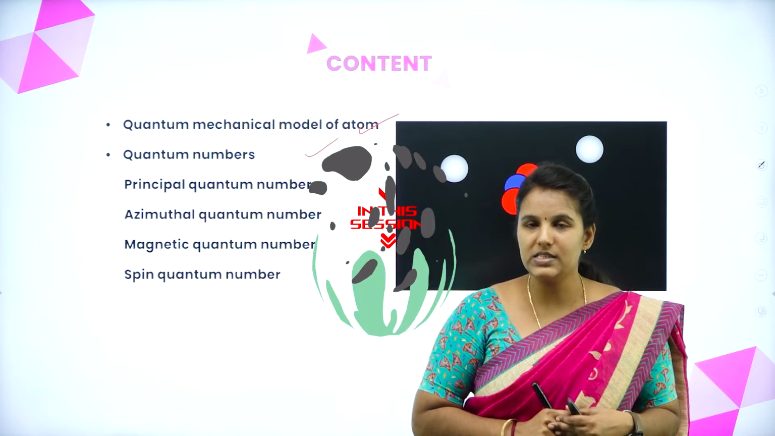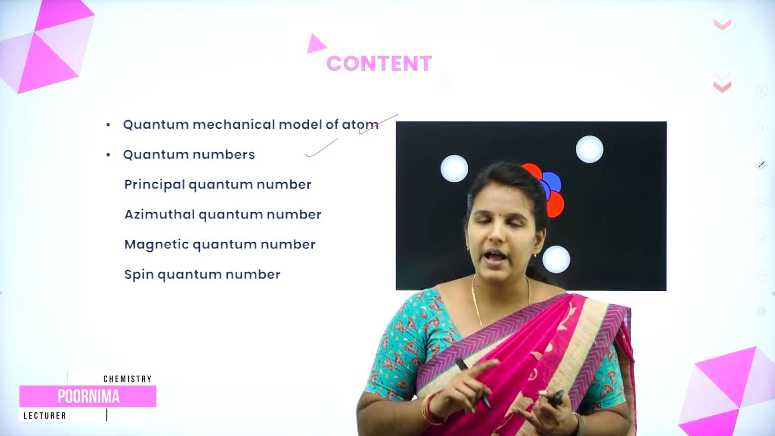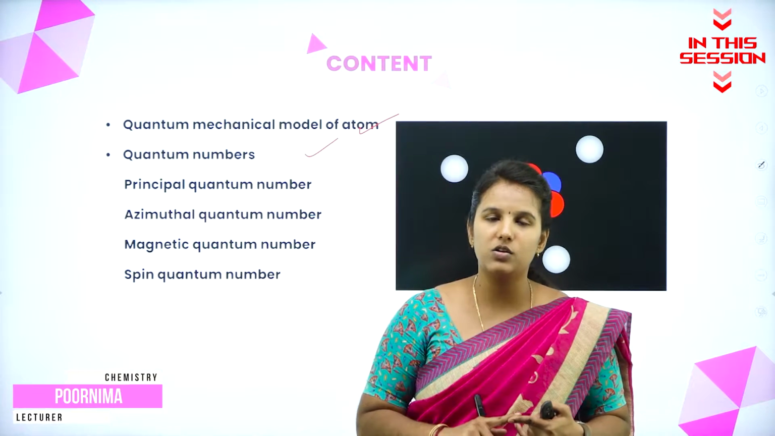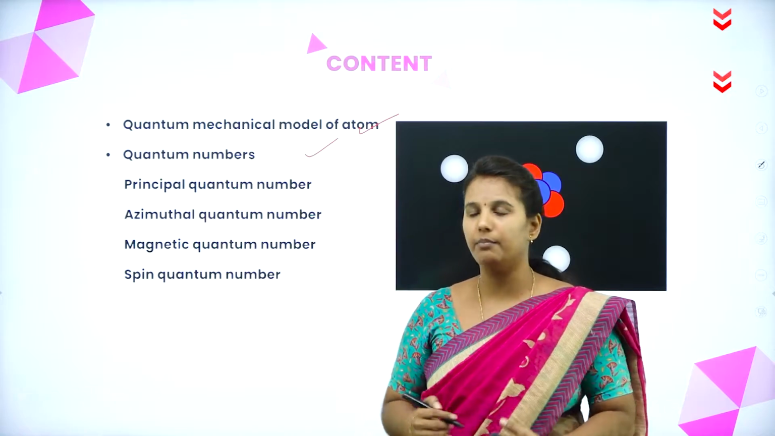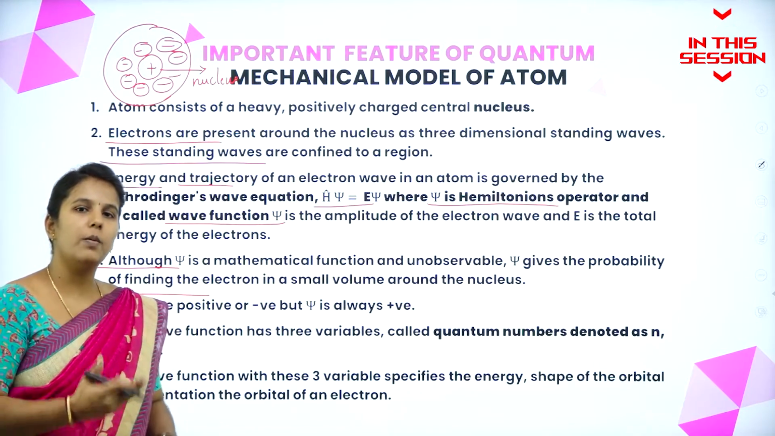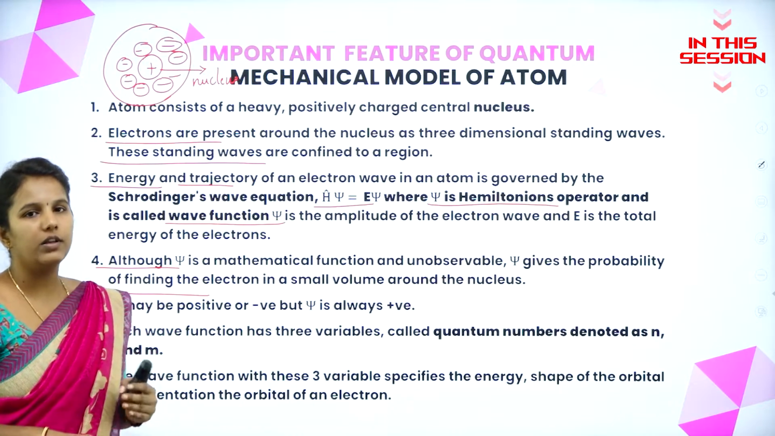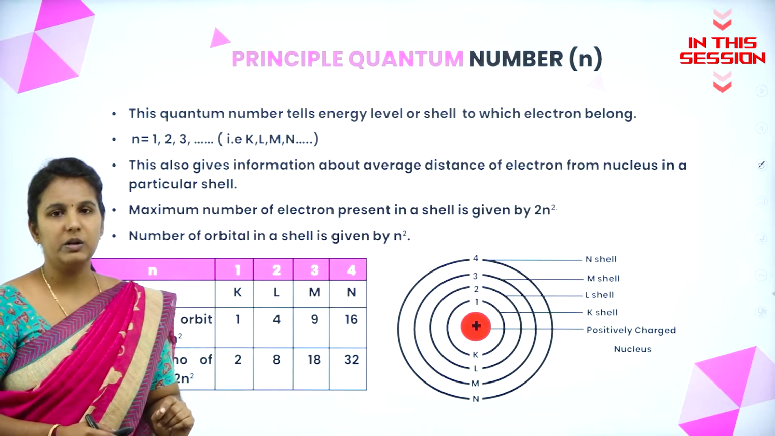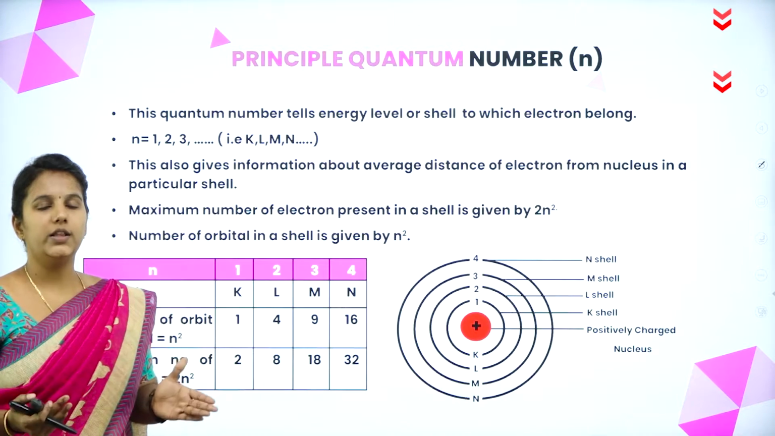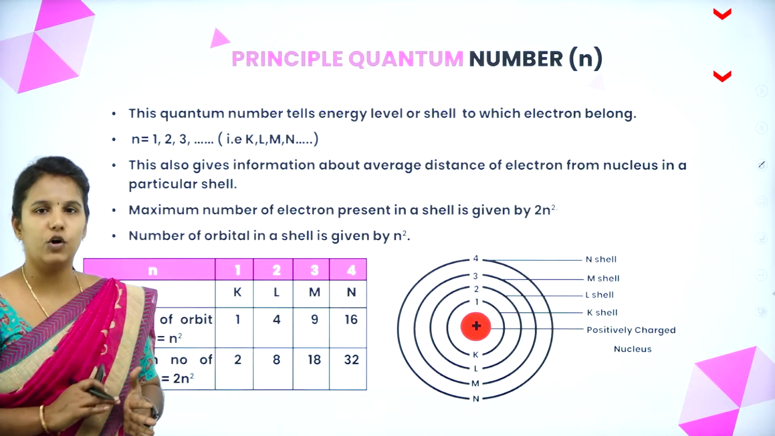Different quantum numbers, and they are named the principal quantum number, azimuthal quantum number, magnetic quantum number, and also spin quantum number. This psi gives information only about the probability of finding the electron, where electrons are revolving around the nucleus. The principal quantum number gives the information about the shell or the energy level in which the electrons are revolving.